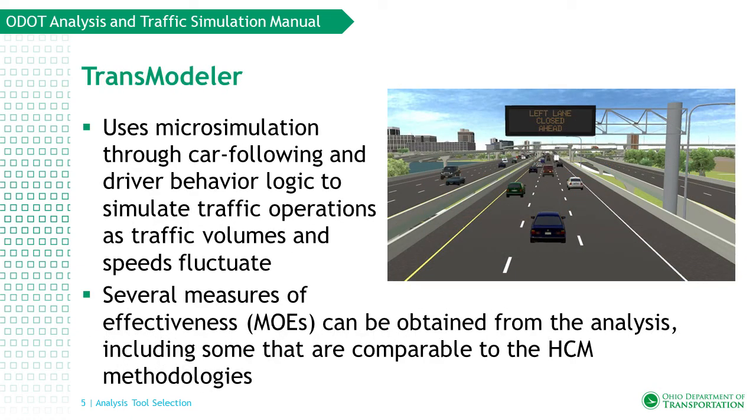Unlike the equation-based methods of HCS, Transmodeler uses microsimulation to analyze all types of roadway networks. Transmodeler uses car following and driver behavior logic to simulate the traffic operational behavior of various geometric conditions as traffic volumes and speeds fluctuate. Several measures of effectiveness can be obtained from the analysis, including some comparable to the methodologies in the HCM.